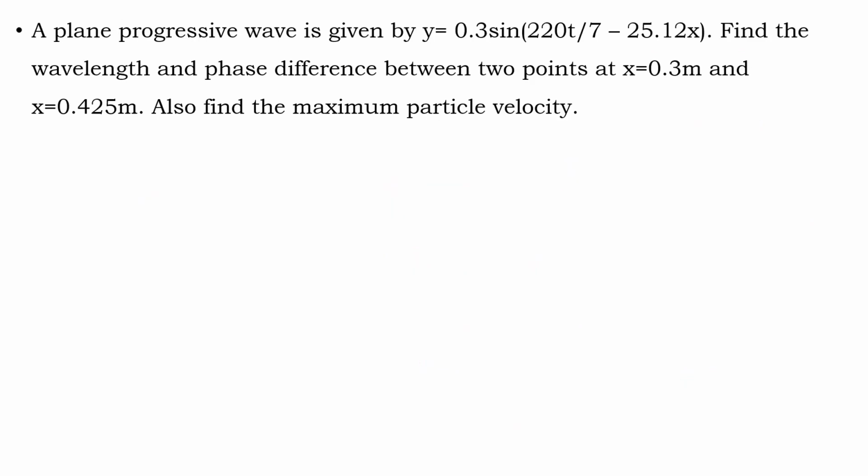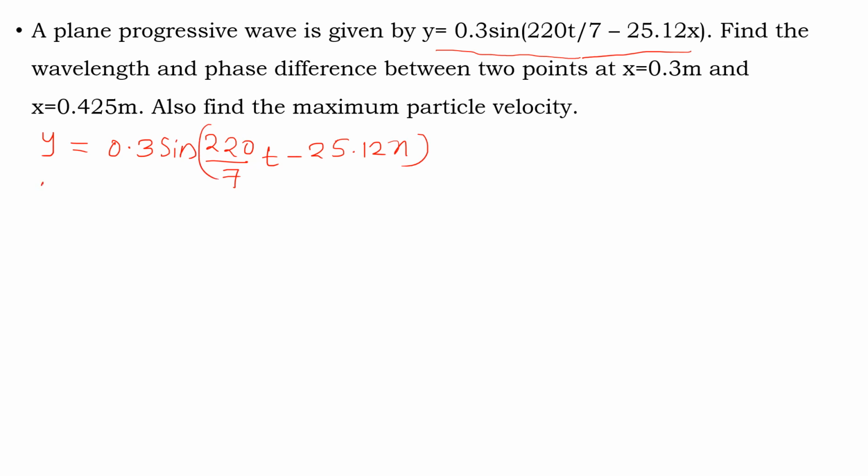And the next question is, a plane progressive wave is given by y is equal to 0.3 sine 220 by 7 t minus 25.12x. Find the wavelength and phase difference between 2 points at x equal to 0.3 meter and x equal to 0.425 meter. Also find the maximum particle velocity. In the question given, y is equal to 0.3 sine 220 by 7 t minus 25.12x.